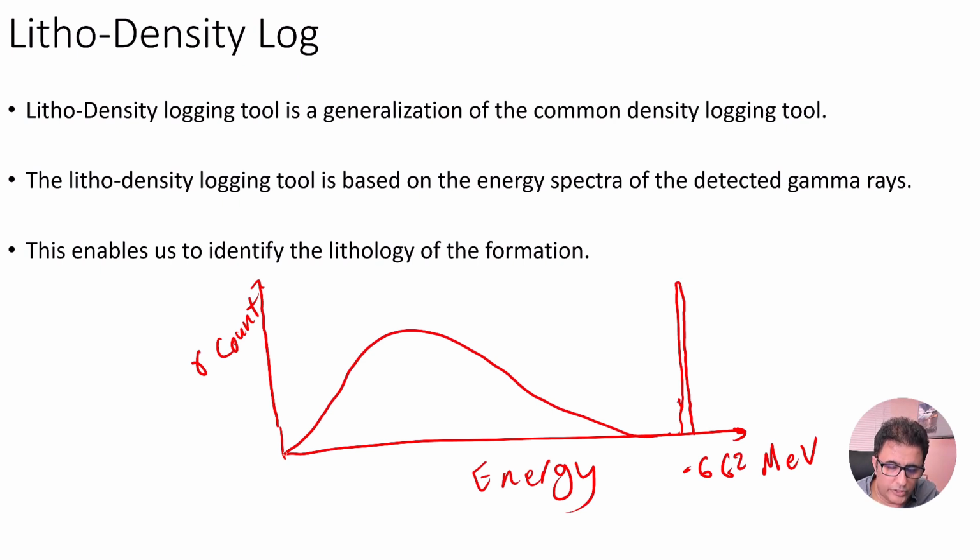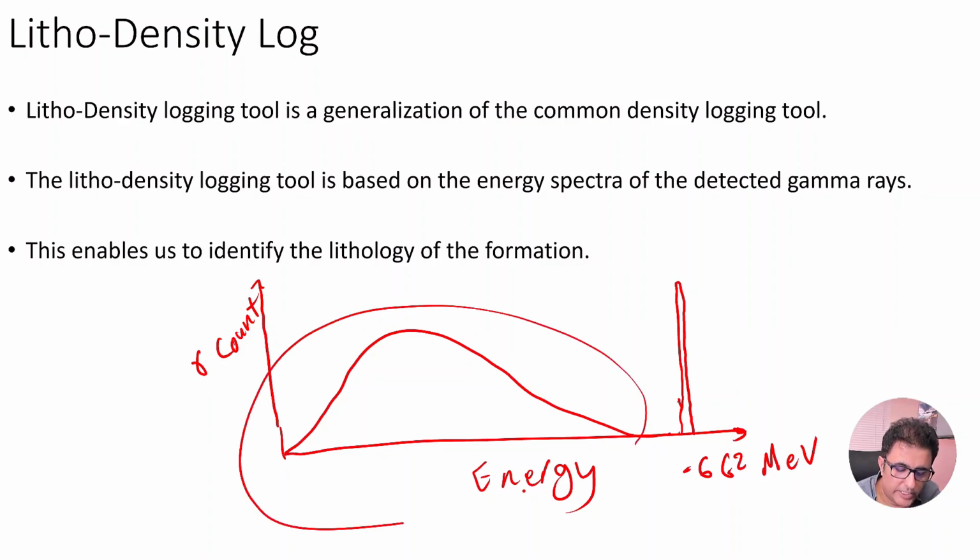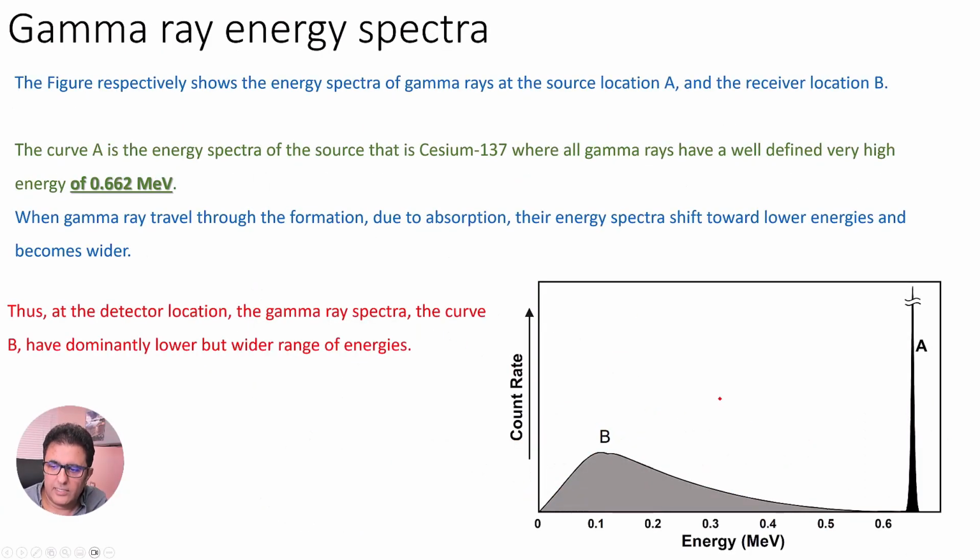And this curve indeed shows the energy spectrum of the detected gamma ray. And we can use this curve in order to identify the lithology of the formation. So here is just what I mentioned. As you see here, A is the energy at the source location, cesium 137, and all of the emitted gamma ray has the energy about 0.662 mega electron volt. But once the gamma rays travel through the formation, their energies are attenuated. And if we plot energy versus count rate, we're going to end up with a curve like that.